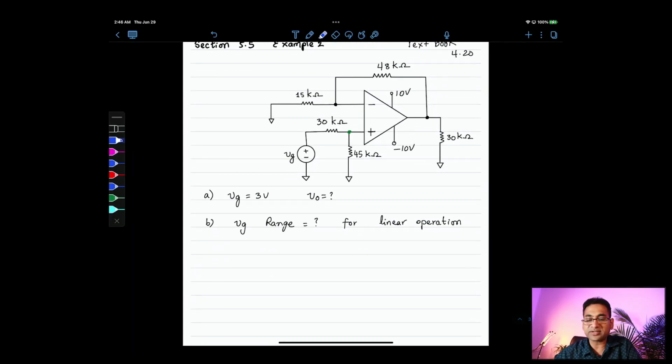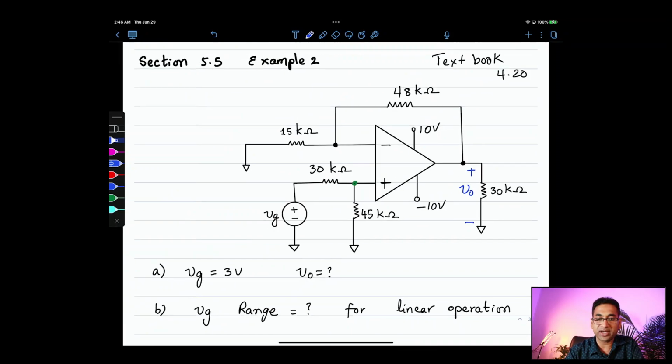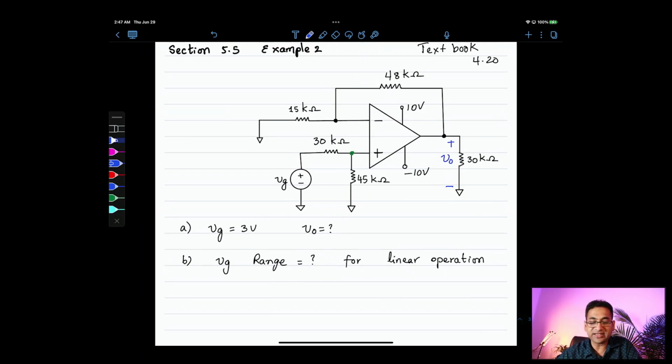So what are we supposed to find? We are supposed to find the value of VO, the output voltage. That's what we are supposed to calculate. That's the first part of the problem. Vg is given to be 3 volts and all the resistance values are given. And let me make sure that the power supply voltages are plus 10 and minus 10. And this is problem 4.20 from the textbook.